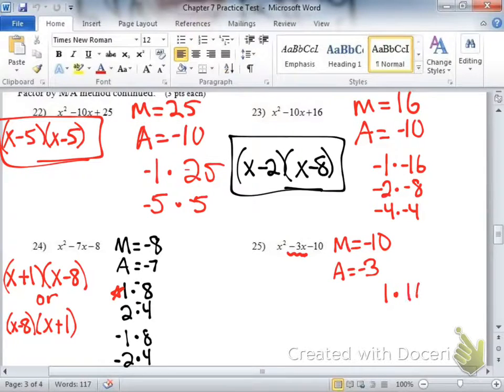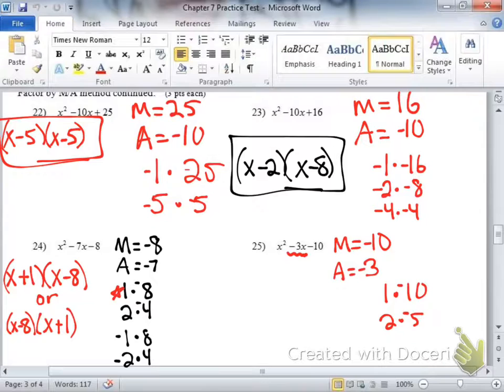The ways to make it 10 are 1 and 10, 2 and 5. I know one of the factors in each pair needs to be negative. I'm going to make it this sign for the bigger one. So the bigger one is going to be a negative. The smaller one's going to be my positive. That's the only way to add and get a negative.